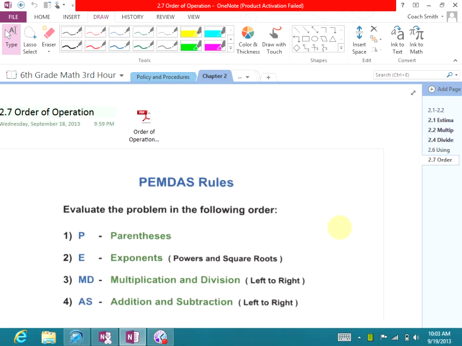This packet is available. I've already put it on RenWeb, so you can go there under resources and get it there. It's on our class website. If you happen to lose it, hope you don't, your parents can go into RenWeb, get the resource button for our math class, and it will be there. They can get the little version of it right here.